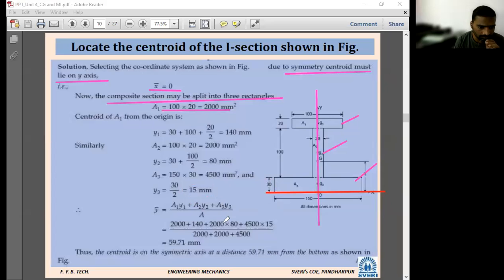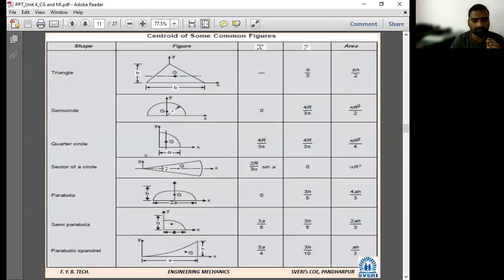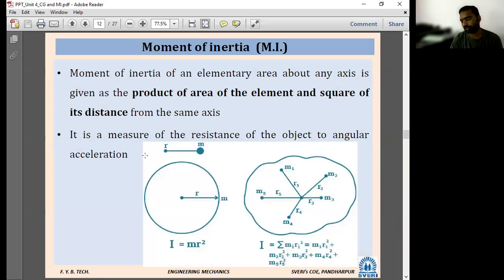Is it clear, everyone? Then applying your y bar formula, you will get the same thing. Is there any doubt? No. Okay, this formula you have seen. Do you have any problem in finding the centroid? No, sir. Okay, so if you are perfect with the centroid, then we will go for the moment of inertia.